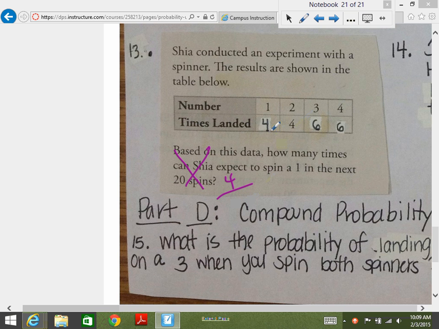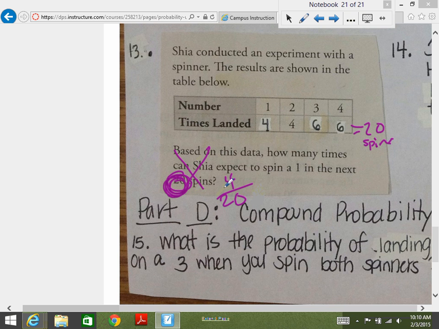Does this add up to 20? So 4 plus 4 is? 8 plus 6 is? 14. 14 plus 6 is? So she had 20 spins, right? Okay. So 4 out of 20. Now, I don't want you to use this 20 yet. Don't use this 20 yet. Okay? Now, 4 out of 20 reduces to what? You can reduce it. You don't have to.